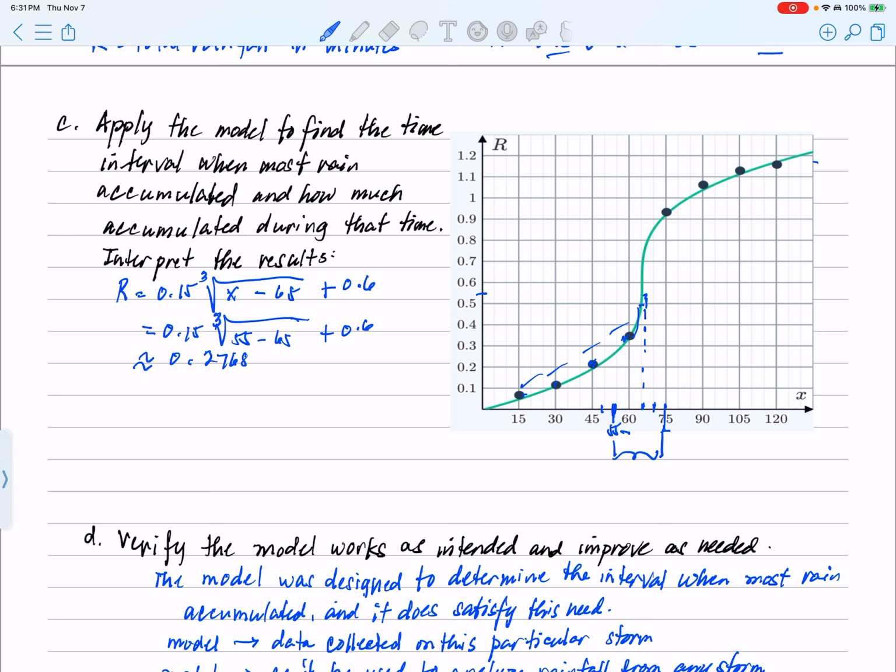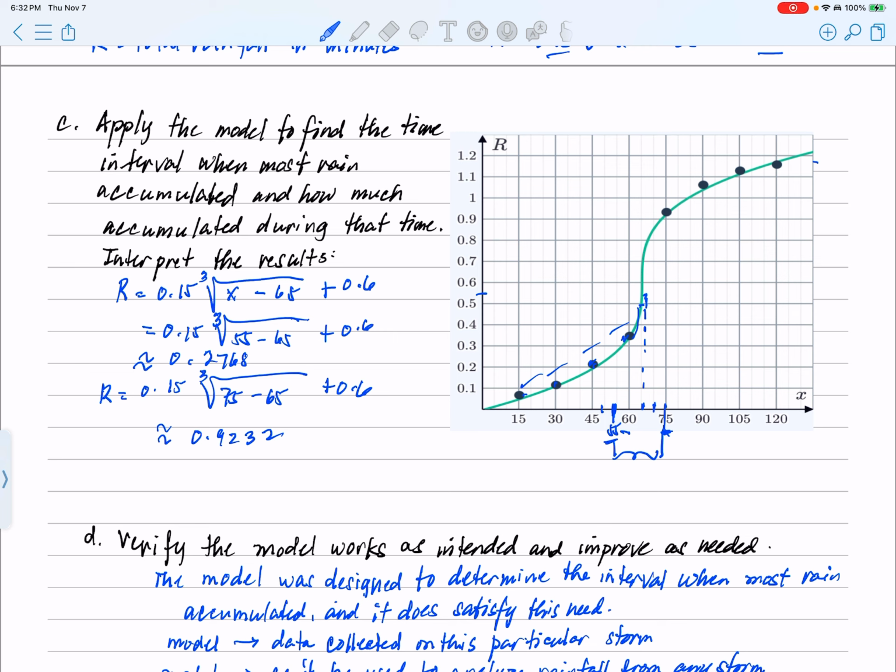All right. And the other one is r equals 0.15 cube root of 75 this time, minus 65, plus 0.6. So approximately the value is 0.9232. This is from 55 to 75.